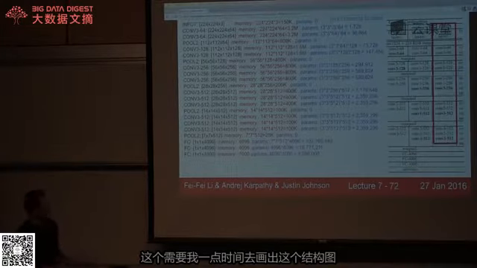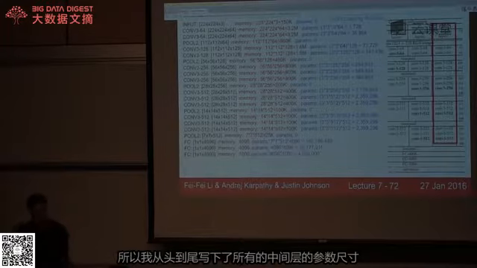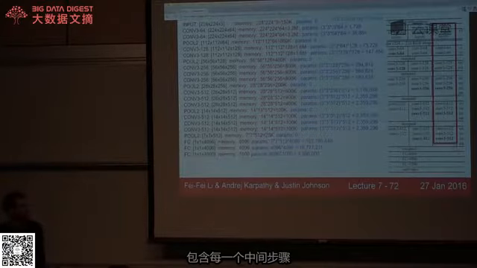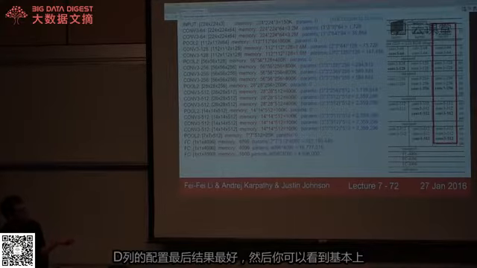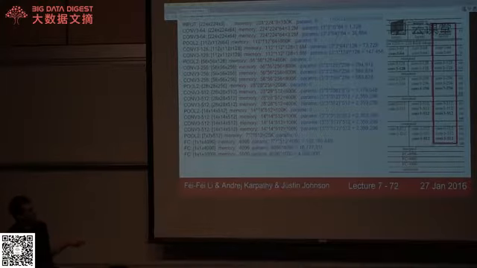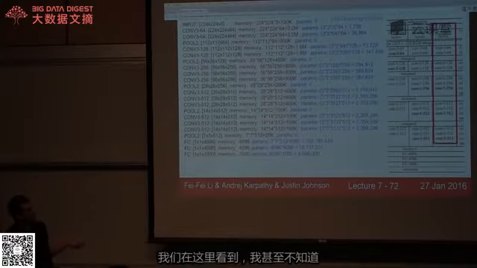And this took me a while to create. I went through and wrote out the size of the volume at every single intermediate step through the convolutional layers, through this D column here, which ended up working best in their paper. You'll see that it's basically a sandwich: we start off with a 224 by 224 image, and we do conv with 64 filters, conv 64 filters, max pool, conv, max pool, conv, max pool, and so on.